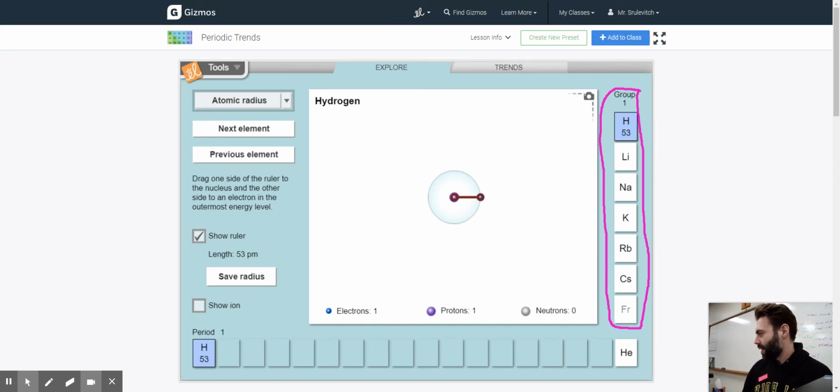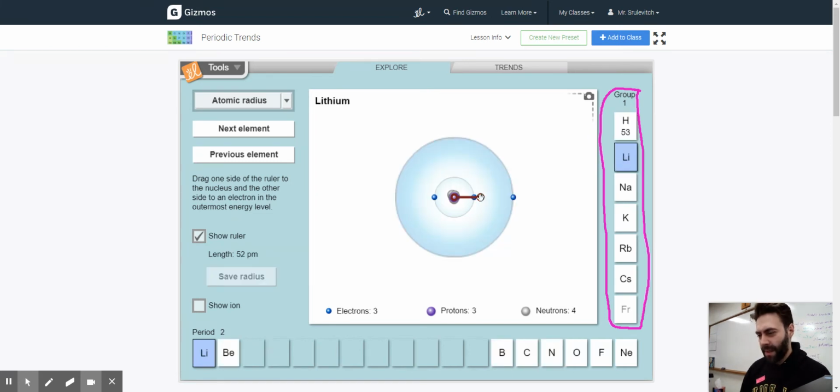And when you collect the data, it says use the ruler to measure the atomic radii of group 1 elements. As you do, count the energy levels shown as rings of electrons in each atom. Record in the table. So if you see, there's one energy level, one ring for hydrogen. Hydrogen's done, 53 picometers.